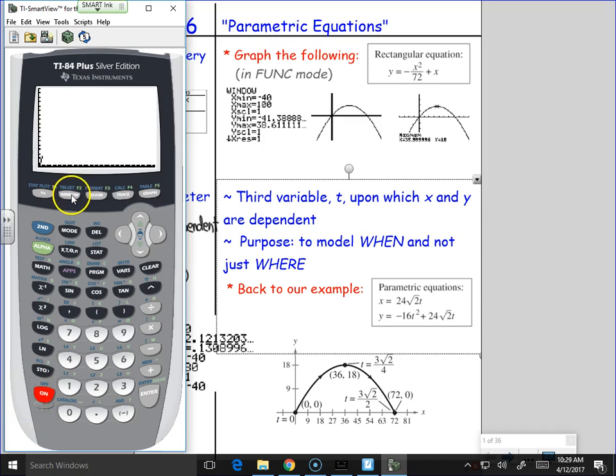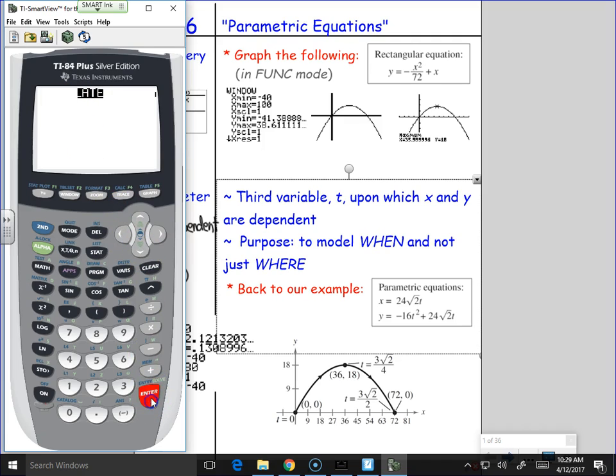Now, hold on. I'm getting impatient. I'm going to change my window and say, go a little faster, please. That's a little annoying. Let's do like 0.05. Okay, there we go. And so in parametric mode, if I was to do second trace, and find the value.